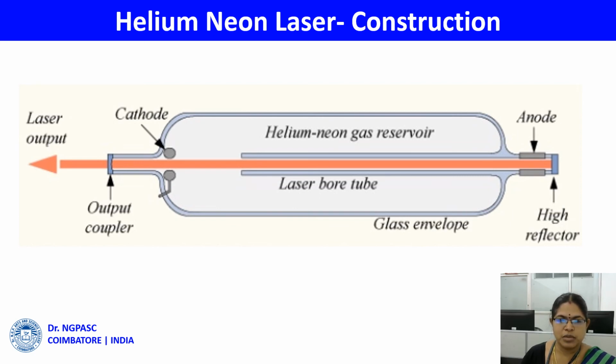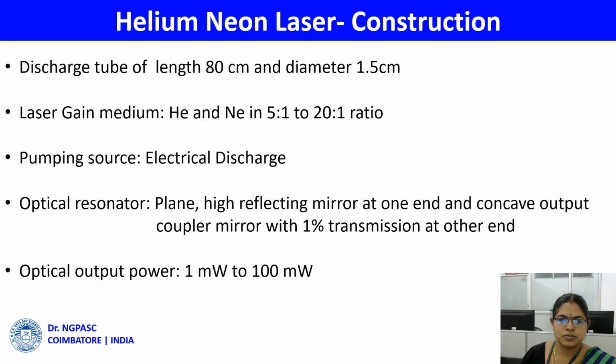Okay. So helium neon lasers are normally small. Its cavity length is around 15 centimeter to 0.5 meter, and its optical output power ranges from 1 milliwatt to 100 milliwatt. So these are the things discussed earlier, that is pumping source, electrical discharge.